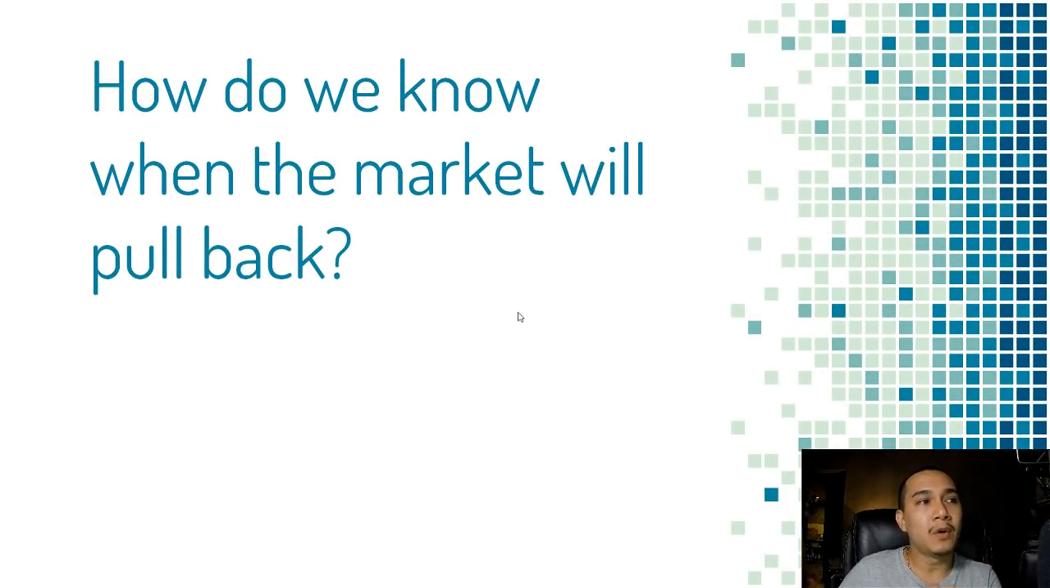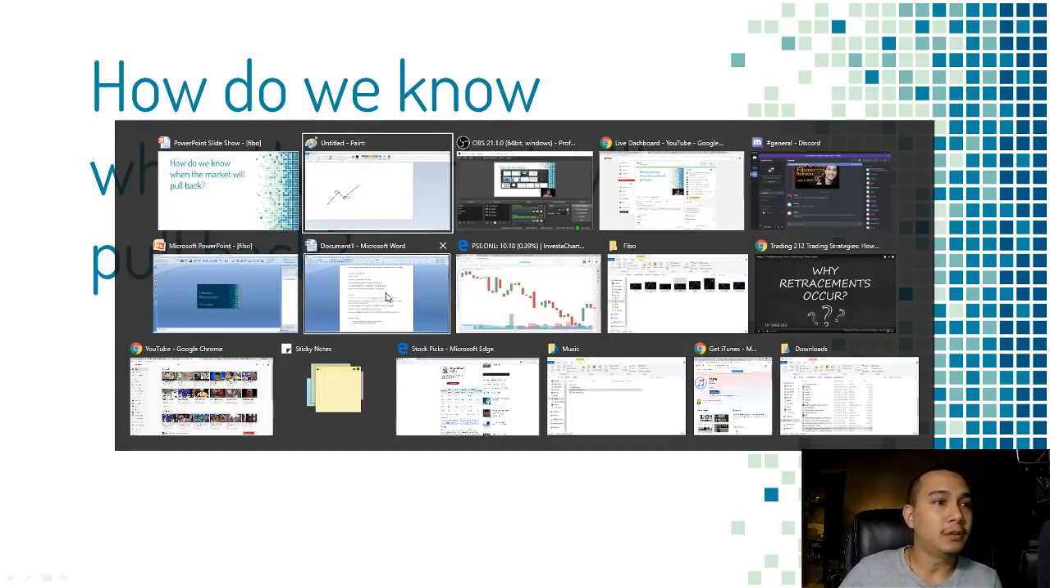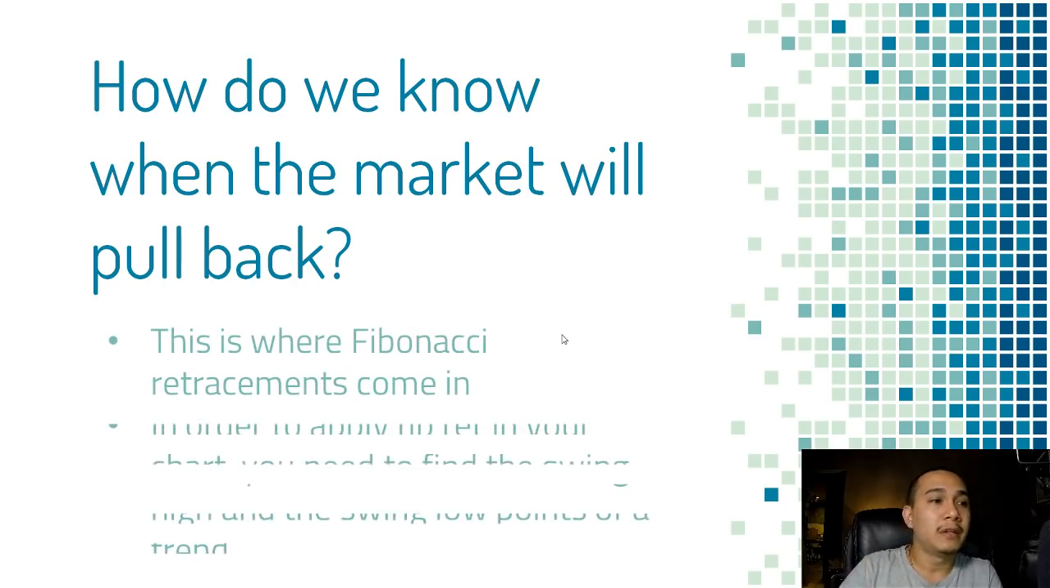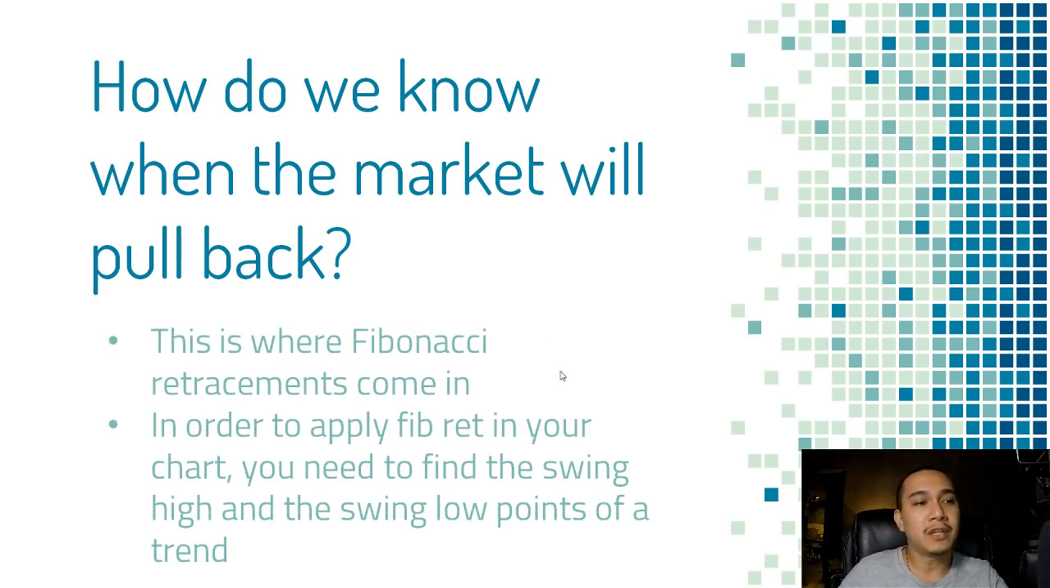So how do we know when the market will pull back? So this is the important part. How do we know when the market is going to pull back, right? So this is where Fibonacci retracements come in. In order to apply Fibonacci retracement in your chart, you need to find the swing high and the swing low points of a trend, right? These are the important points.